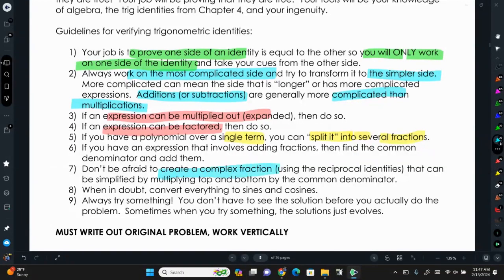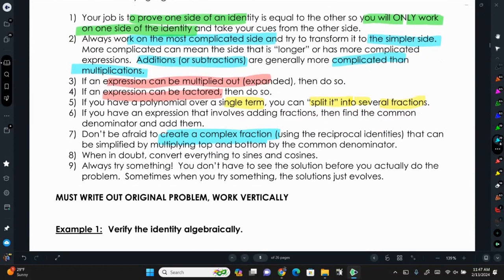Complex fractions, we're going to be seeing those a lot because sine and cosine can be written as 1 over secant or 1 over cosecant, and tangent is sine over cosine. So we're going to be seeing complex fractions. When you are unsure of what to do, convert things to sine and cosines. That might be easier to do. Always try something. Okay? You may not see a strategy right away on what you should do, so just try something. Change stuff to sine and cosines.